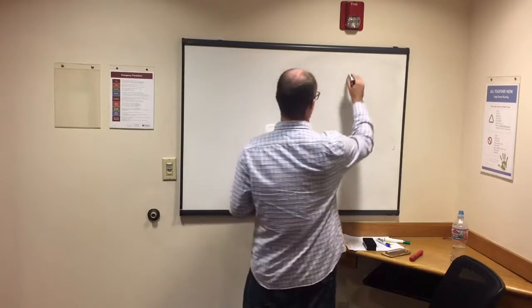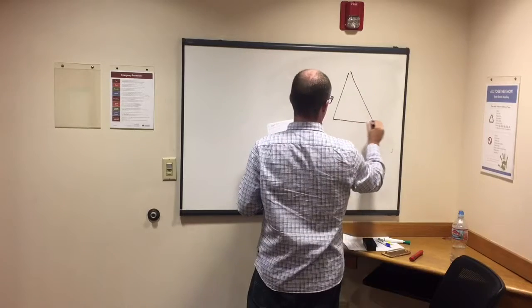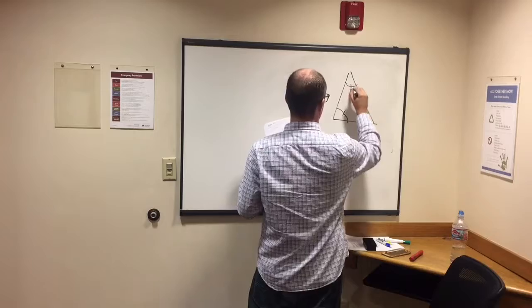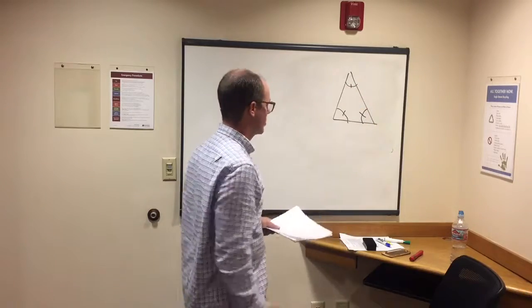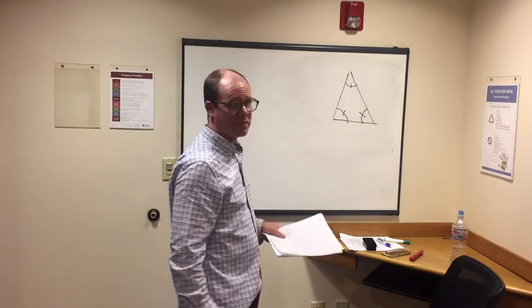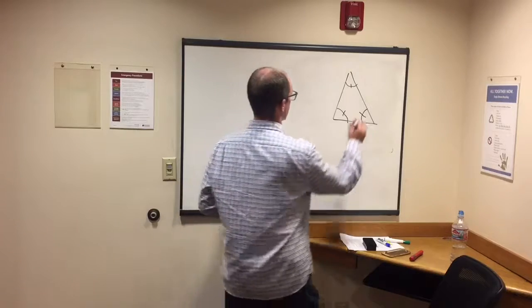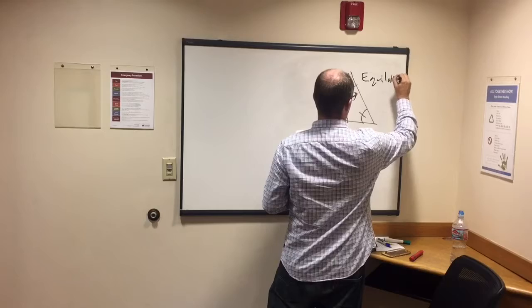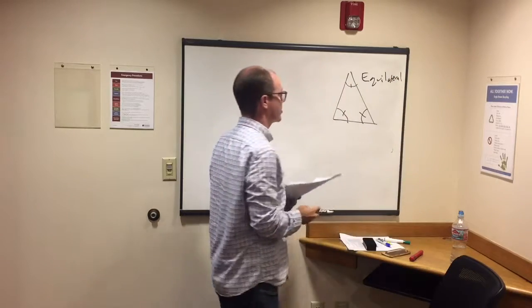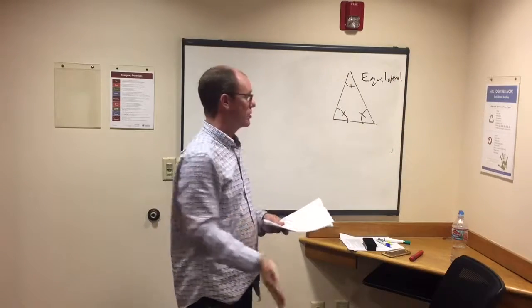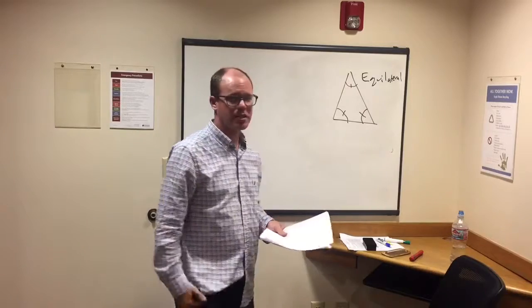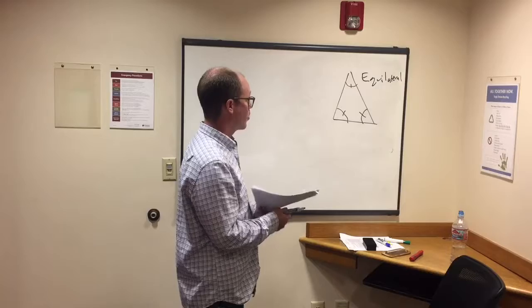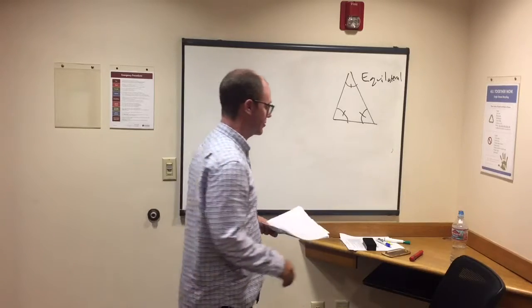And your final one, you'd see a triangle that looks like this. So they're all equal, which means that we have three equal sides with an equilateral triangle. So again, with the triangles: equilateral, three equal sides; isosceles, two equal sides; right triangle, two acute angles.